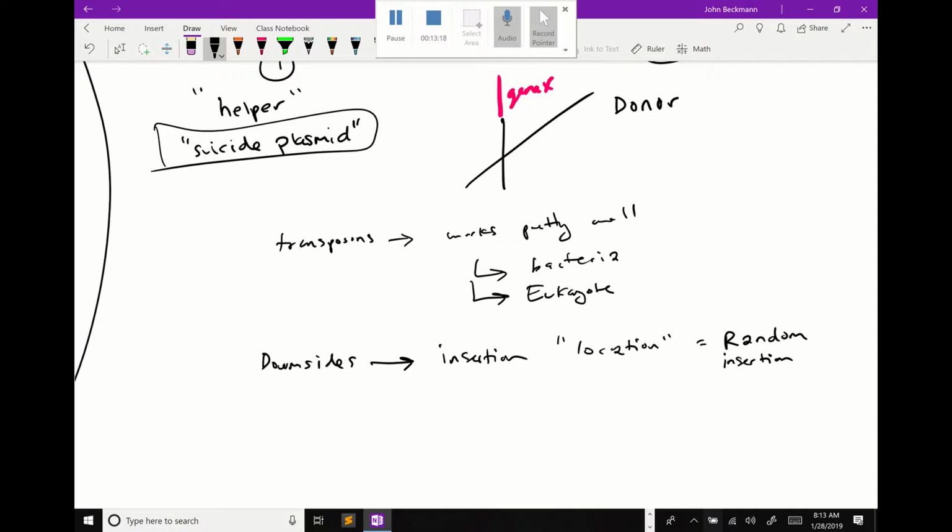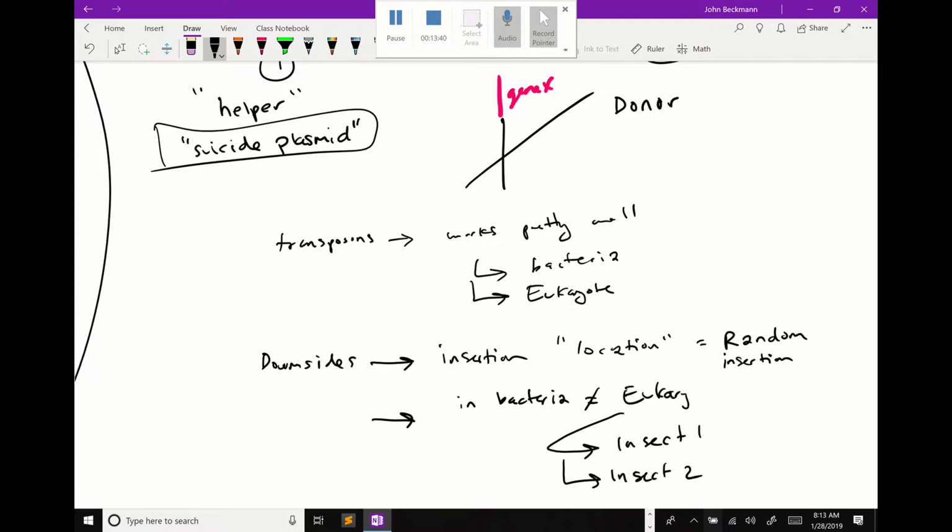The other downside is that what works in bacteria does not always translate to eukaryotes. And what works in, say, insect 1 or plant 1 might not work in insect 2 or plant 2. So they're not always readily translatable from system to system to system. Okay? So those are some of the downsides, and those are some of the positive things about transposons.